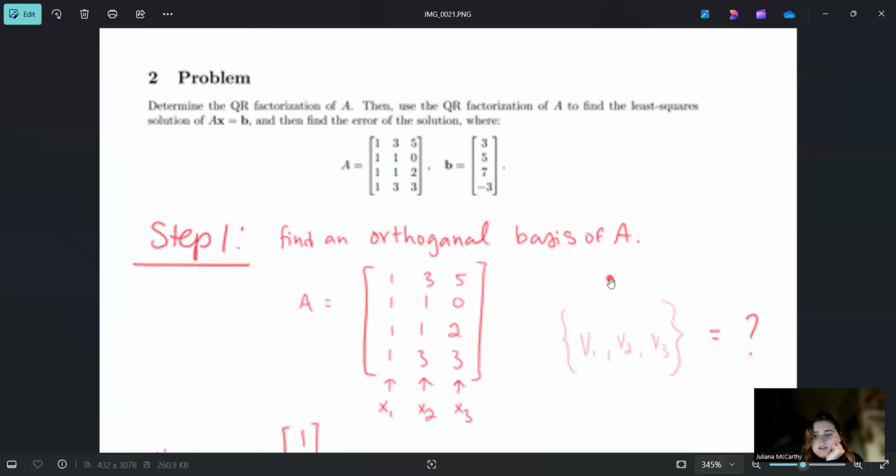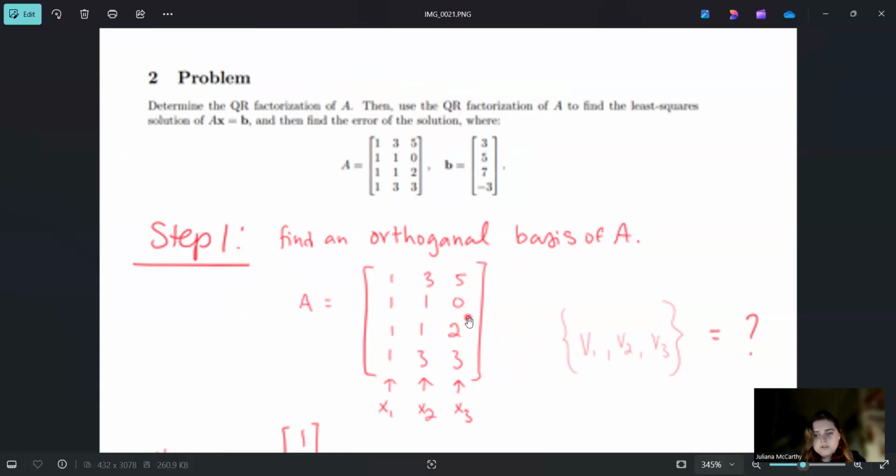So that means that it is both orthogonal and normal. Right now, A is neither of those. Orthogonal means that when you take any two of the vectors, the dot product of those two vectors is going to be 0. And normal means whenever you find the length of the vector, that length is going to be 1. Right now, that is not the case for any of these vectors.